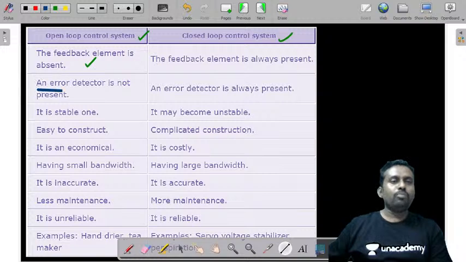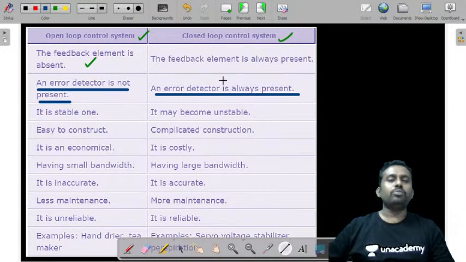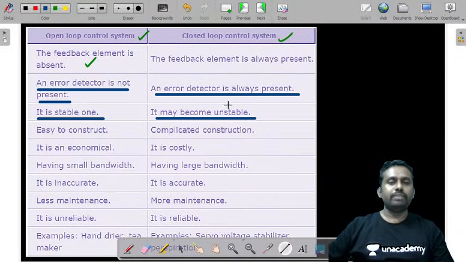Now, in an open loop control system, an error detector is not present because there is no feedback that is given back to the input for error correction, so you do not have any error detector. Whereas in a closed loop control system, an error detector is always present because you have to have a better output. And because the error detector is absent and the output is always the same, open loop systems are said to be more stable systems, and closed loop systems may become unstable or can be made stable sometimes.